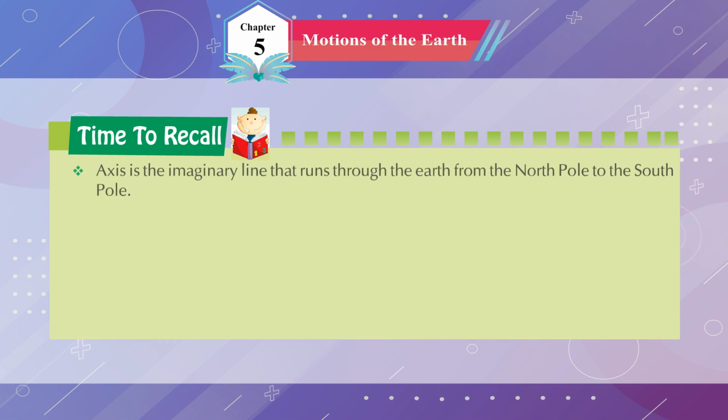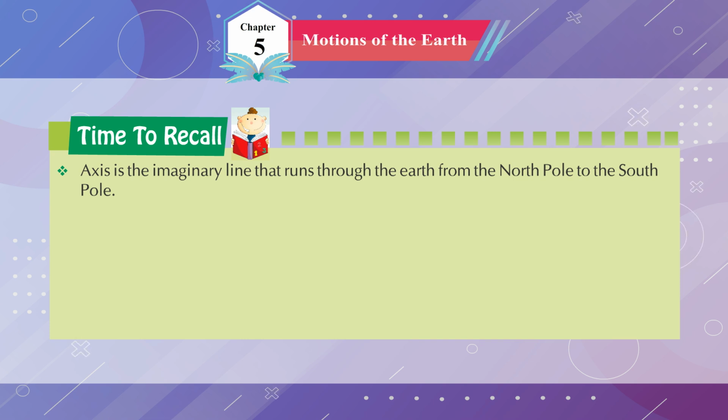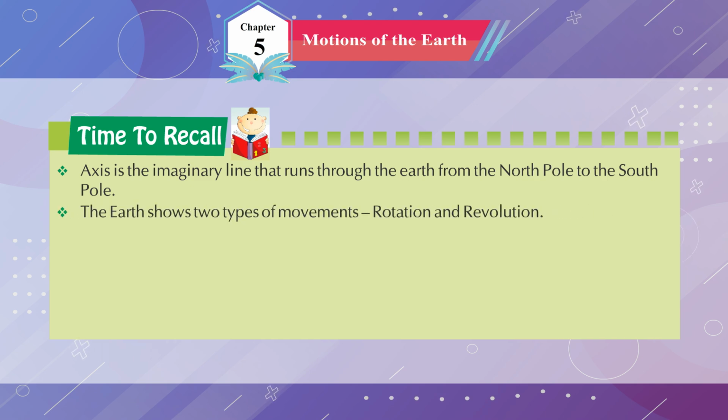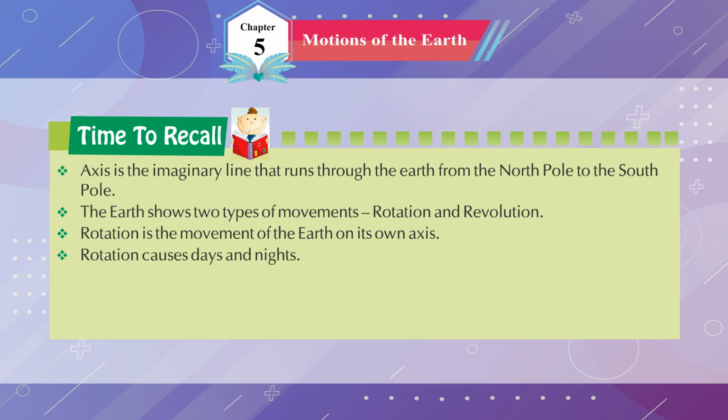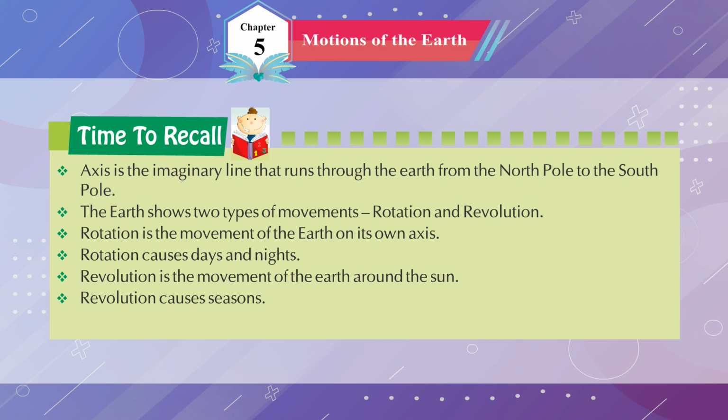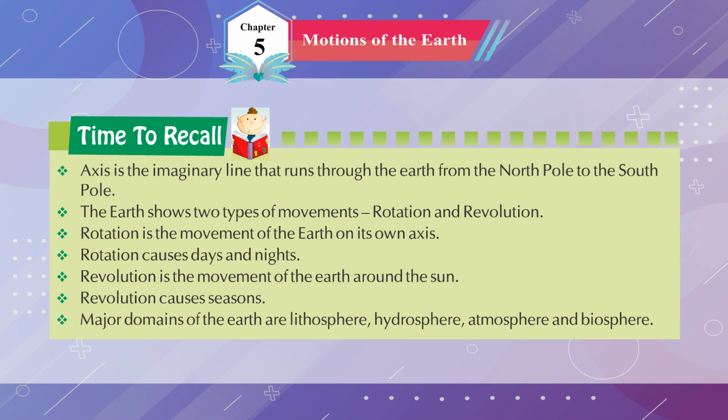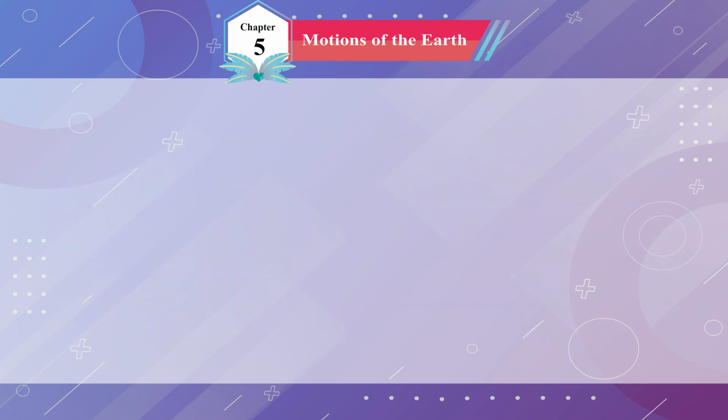Time to recall. Axis is an imaginary line that runs through the earth from the North Pole to the South Pole. The earth shows two types of movements, rotation and revolution. Rotation is the movement of the earth on its own axis. Rotation causes days and nights. Revolution is the movement of the earth around the sun. Revolution causes seasons. Major domains of the earth are lithosphere, hydrosphere, atmosphere, and biosphere.